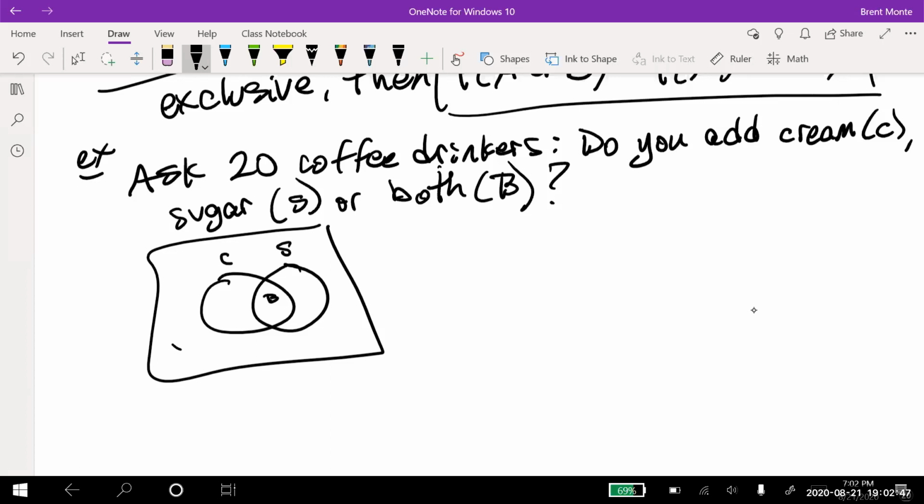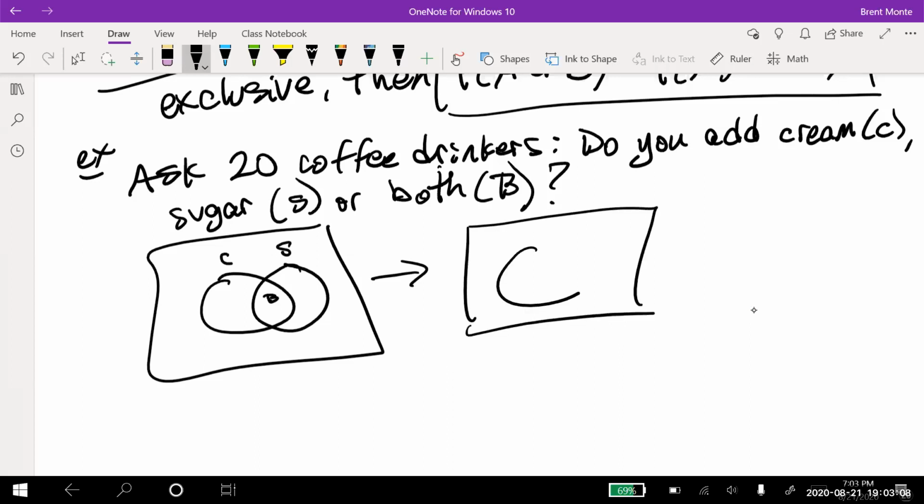What are these people out here? Those are any coffee drinkers that don't add cream and they don't add sugar. They just drink it straight. Okay, so let's get rid of that, but that's what this is. So what we're going to do is fill in this Venn diagram. How do we do it? Well, the easiest way is we've got our cream and our sugar. We'll put that up there.